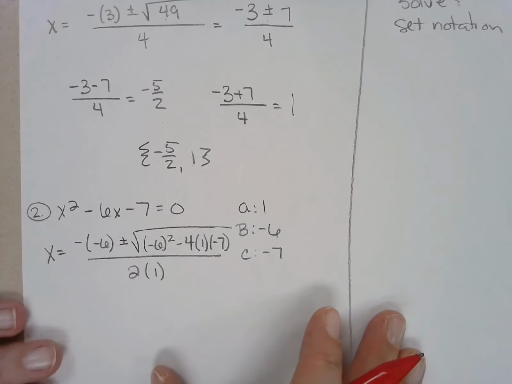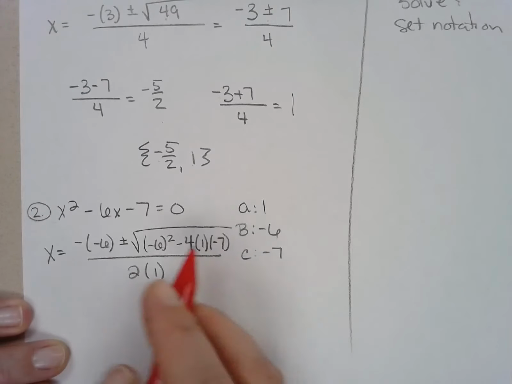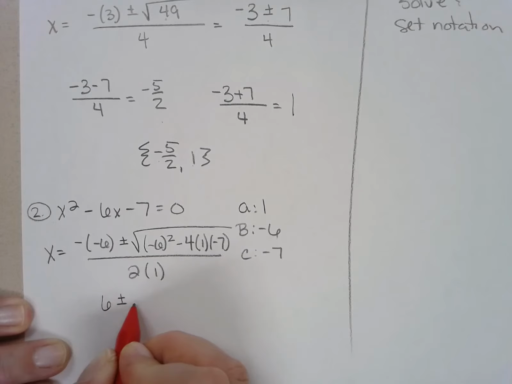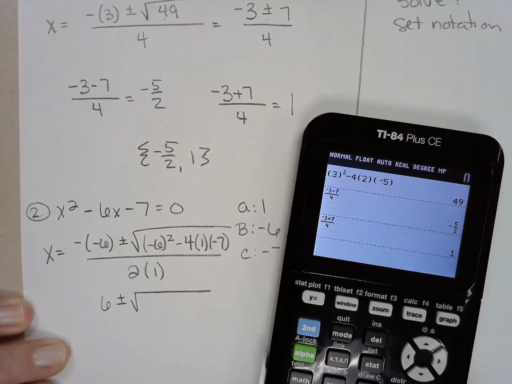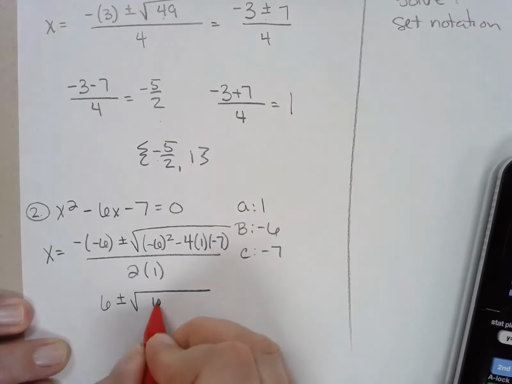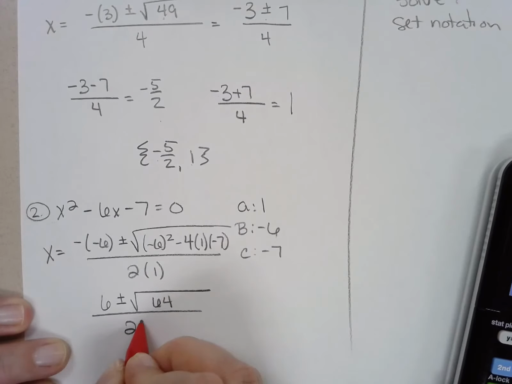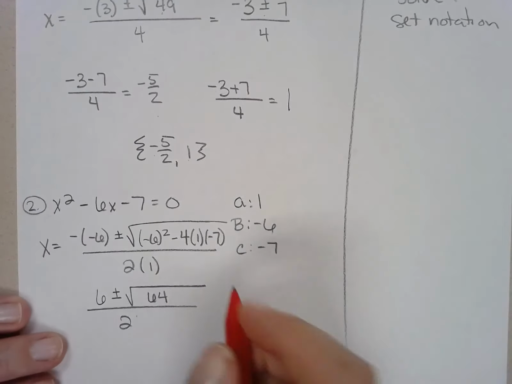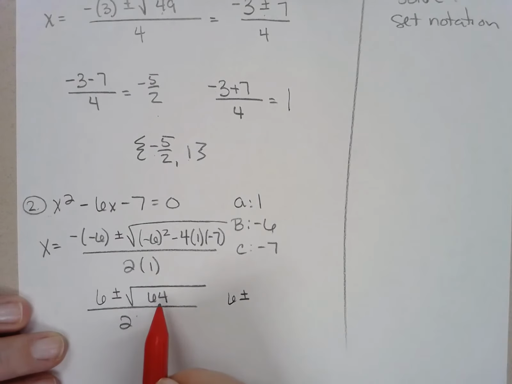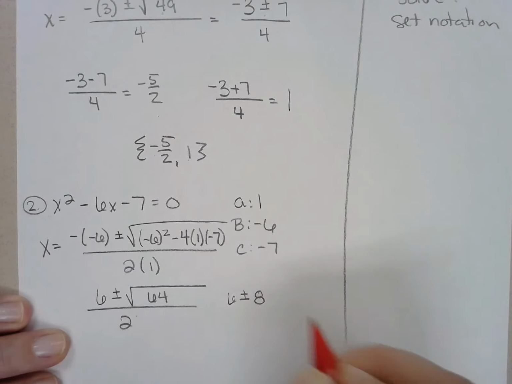So we're going to go through and simplify piece by piece, but we're going to hit the inside of this first. Double negatives, negative 6 makes a positive 6, plus or minus the square root. And we're going to go negative 6 squared minus 4 times 1 times negative 7. So we get a 64 in there. And then on the bottom we get 2, 2 times 1 is 2. So we're going to say 6 plus or minus, 64 is a perfect square, just like 49 was in the first example. Square root of 64 is 8.